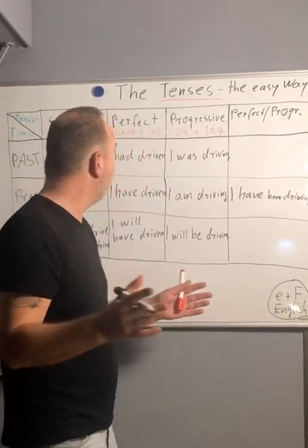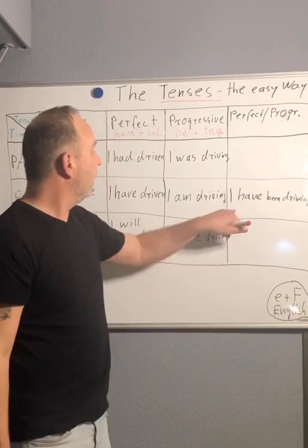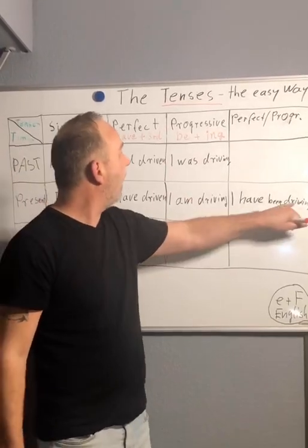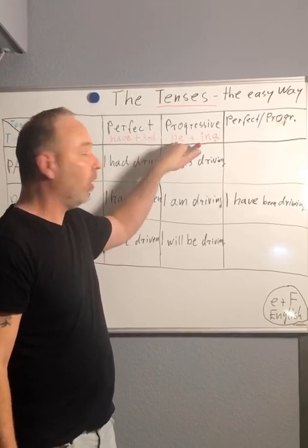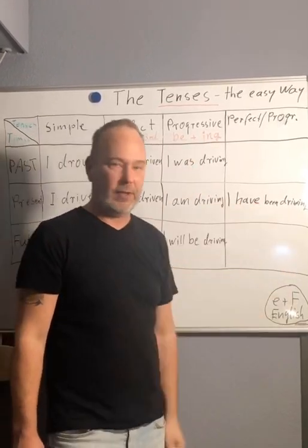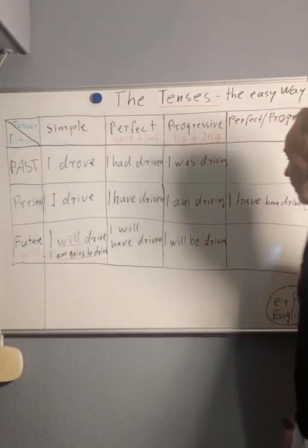Very easy way to remember this, okay? Very easy. The have from the perfect, the ing from the progressive, and these two you need to put together. Third form of the verb to be. I have been driving. Done.